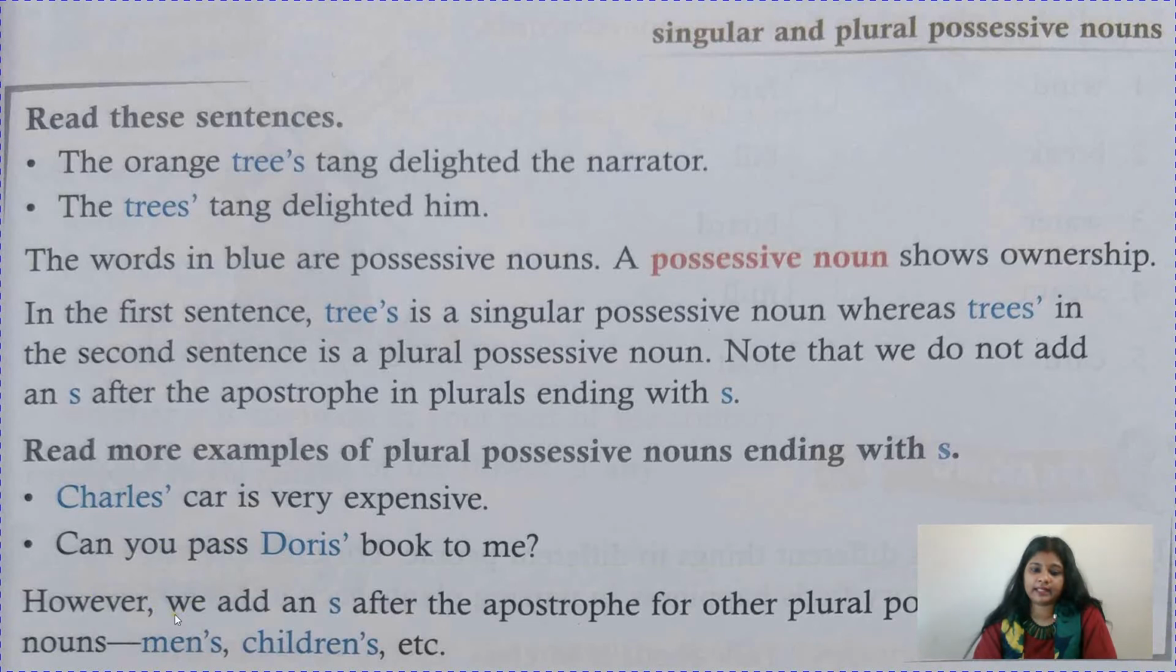However, we add an S after the apostrophe for other plural possessive nouns. See, children, what is the plural of man? Men, M-E-N. But to make it possessive, when we are writing a sentence, we have to write men's. Plural of child is children. So when we are writing something showing possessiveness, we will write the children's book, the men's shirt, like this. Children, I have made a video on possessive nouns. You can check the video on my channel. It will be clearer.